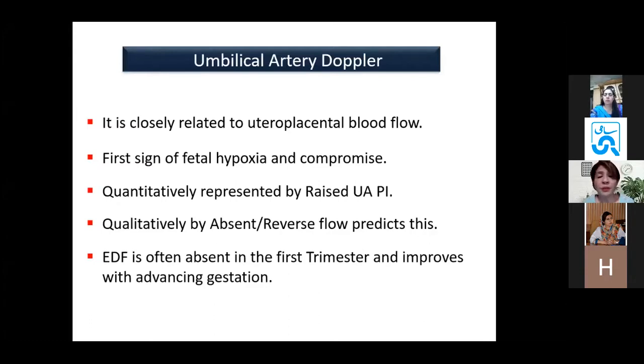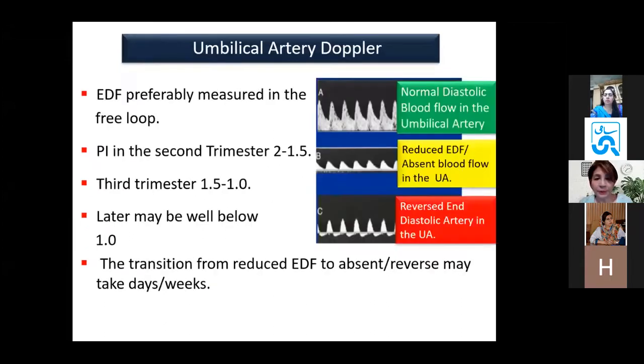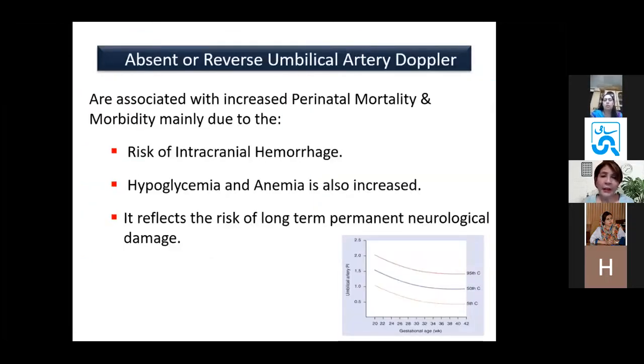It shows the first sign of hypoxia and compromise, quantitatively represented by raised umbilical artery PI and qualitatively by absent or reverse end-diastolic flow. Having said that, end-diastolic flow is often absent in the first trimester and improves with advancing gestation. So we have the normal blood flow, which shows a chunky end-diastolic flow, then an intermediate group of reduced or absent flow, and then we have reverse end-diastolic flow. The transition from reduced end-diastolic flow to absent or reverse end-diastolic flow may take days or weeks. At the end, absent or reverse end-diastolic flow is associated with increased perinatal morbidity and mortality and long-term neurological sequelae.